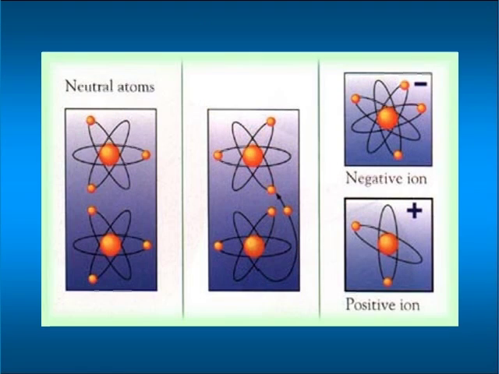If an atom has more electrons than protons, it is said to be negatively charged or to be a negative ion. If an atom has more protons than electrons, the atom is said to be positively charged or to be a positive ion. The process by which atoms gain or lose electrons is called ionization.